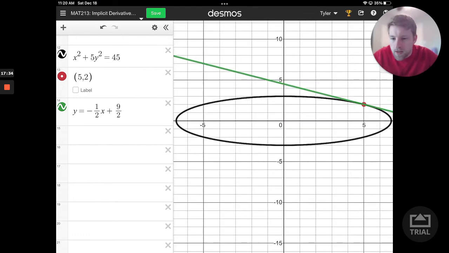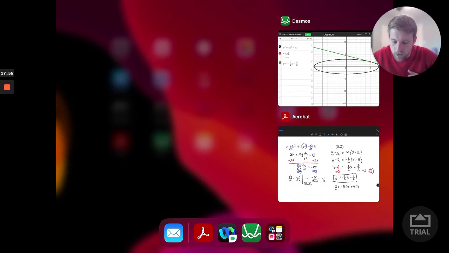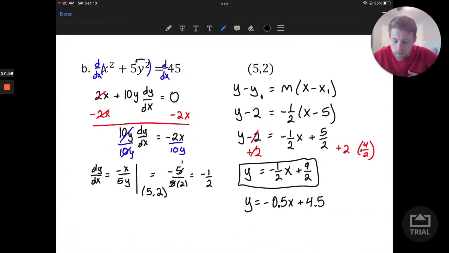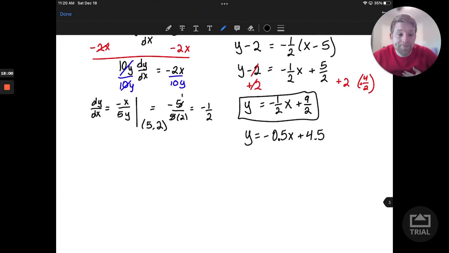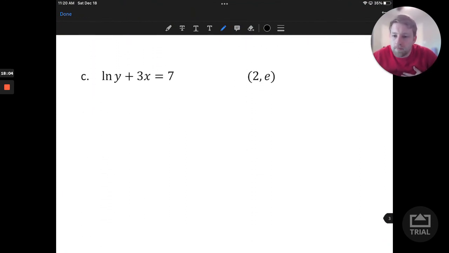So again, we're not necessarily using Desmos to solve this. We solved it on our own on paper, but this is maybe a good tool as you're doing your homework to just consider graphing it, visualizing it for yourself to see where you were at for your solution. We have one more to consider together before we close out. This one involves a natural log function. So let's go ahead and jump into part C together.